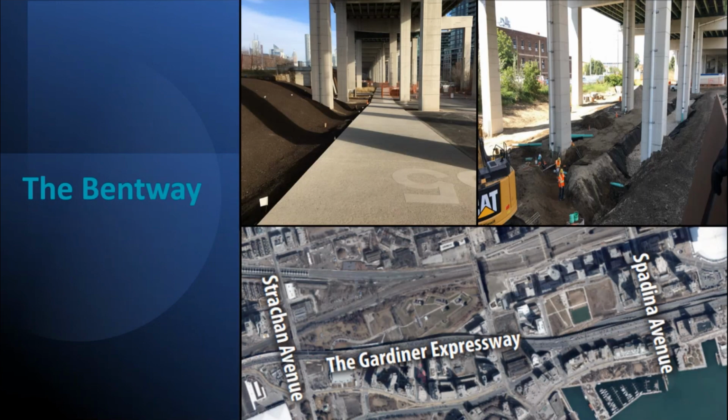The next site we wanted to focus on is the Bentway. The Bentway runs under the lifted Gardiner Expressway in downtown Toronto and runs across a lot of commercial sites. And a lot of commercial sites actually offset a lot of their water and run off a lot of their water on site underneath the Gardiner Expressway, and that's not including the Gardiner Expressway itself.